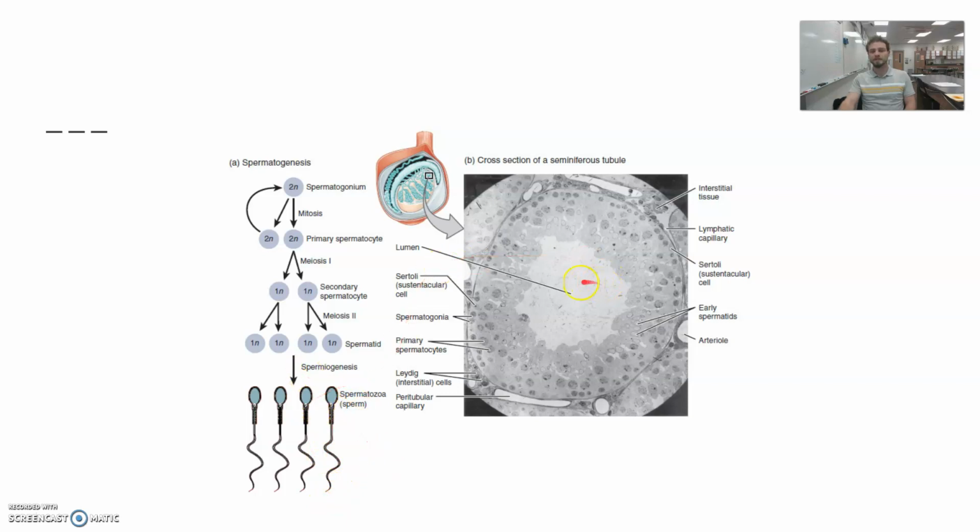spermatozoa. Here you can see the lumen, that space in the seminiferous tubule here, your interstitial tubule going to be located around here. You can actually see here early spermatids, these right here, forming in these spermatogonia all around here. It's a really good cross-section image of a seminiferous tubule.